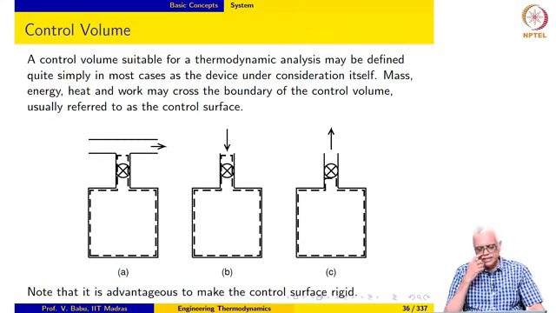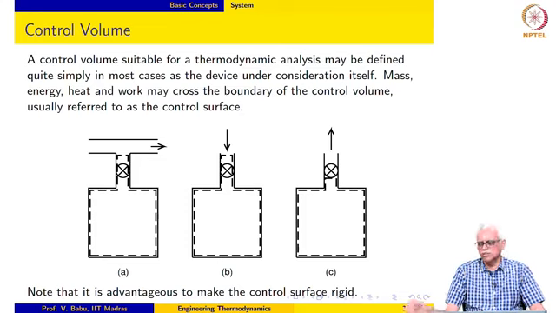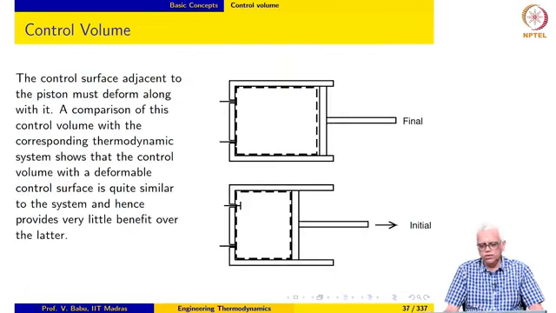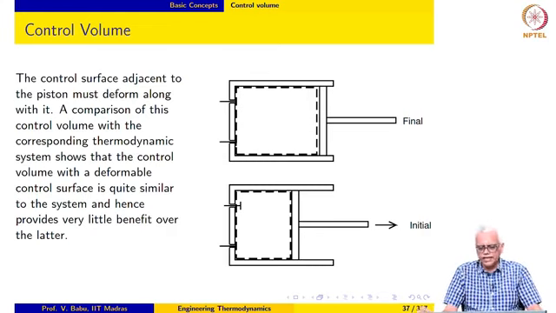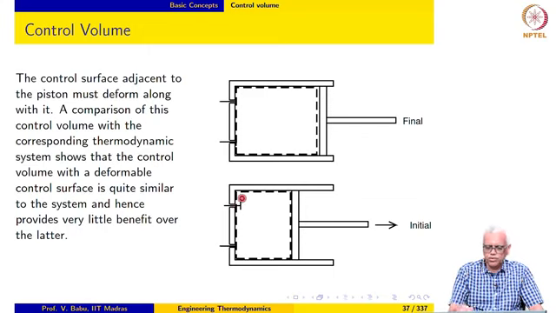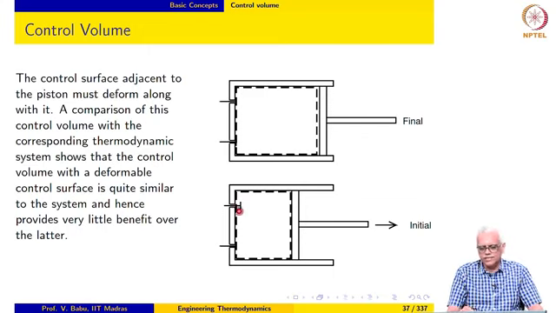One important point is that it is usually advantageous to have the control surface be rigid and not deformed during the process. Although technically there is nothing that prevents you from defining a control volume with a deformable control surface, it is usually not advantageous to do so. Rather than doing that, you might as well adopt a system approach. For instance, if you recall this particular example, which was the intake stroke of a reciprocating air compressor, we may define a control volume as shown here. It is perfectly valid. Mass enters through this side, and this part of the control surface deforms as the piston moves. That is perfectly all right.